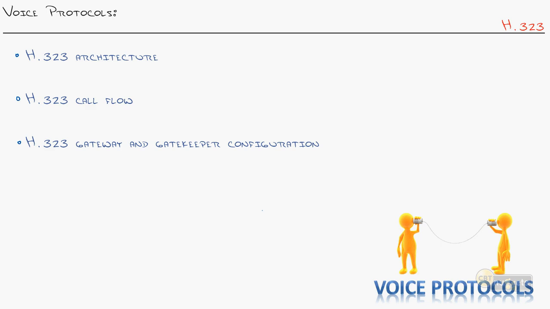H323 is the first of the three voice protocols we'll discuss. SIP and MGCP are the other two. And our goals for this nugget are to break it down, look at the architecture, how this protocol works, follow a call flow of what typically happens, which is huge for troubleshooting and trying to find issues. And then we'll look at the configuration of not only an H323 gateway, but a gatekeeper as well.